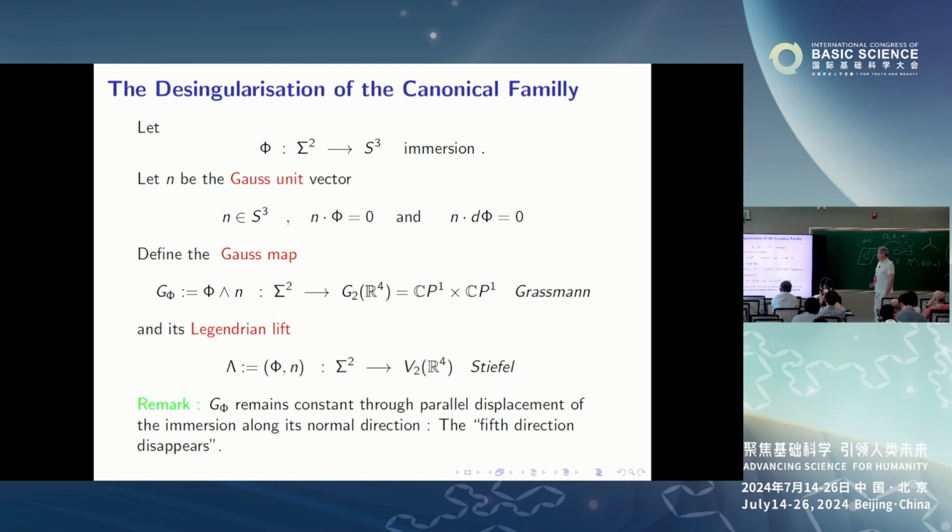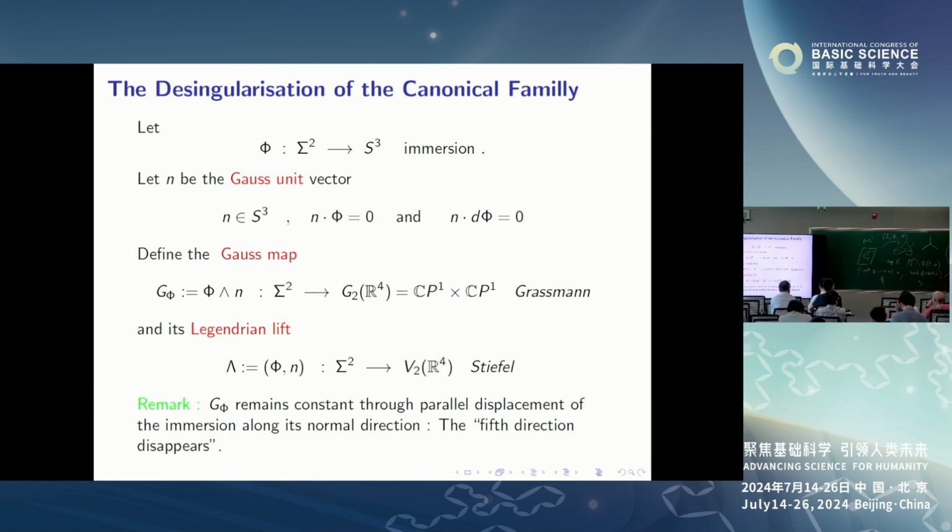And what is now interesting is that if you remember this transformation, which is the fifth direction, the two vectors corresponding to that are phi t and n t. Very quickly, phi t is not going to be an immersion. But now if you do phi t wedge n t, you recover phi wedge n.